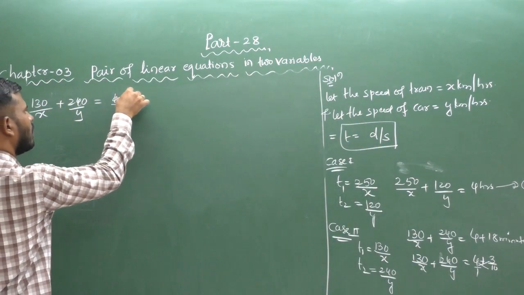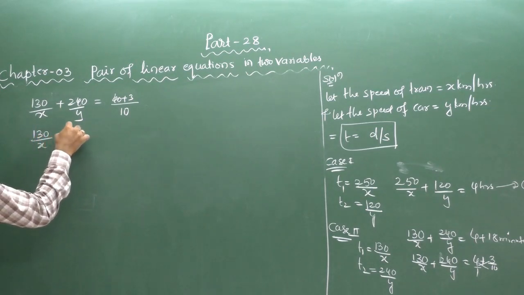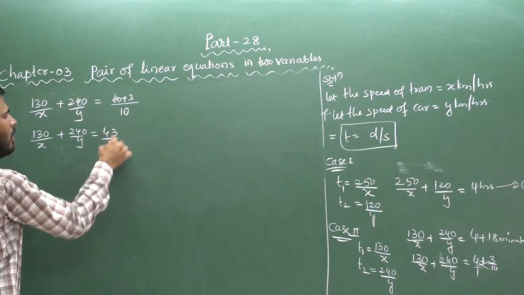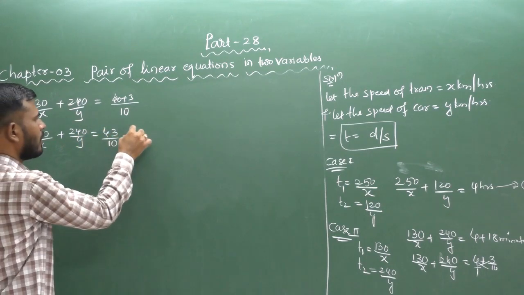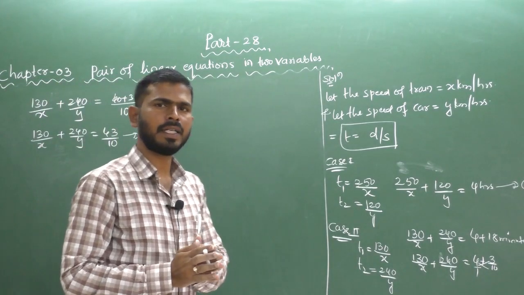So this is 40 plus 3. Next step you can write 130 by x plus 240 by y equal to 43 divided by 10. So this is the equation number 2. Now let us see the equation number 1 and 2.